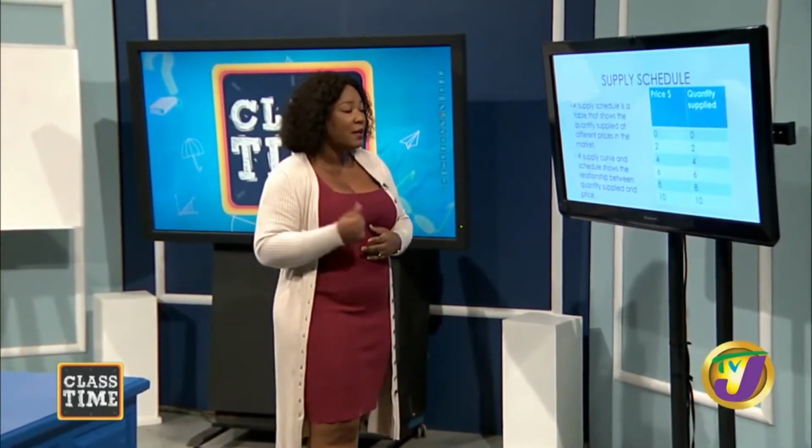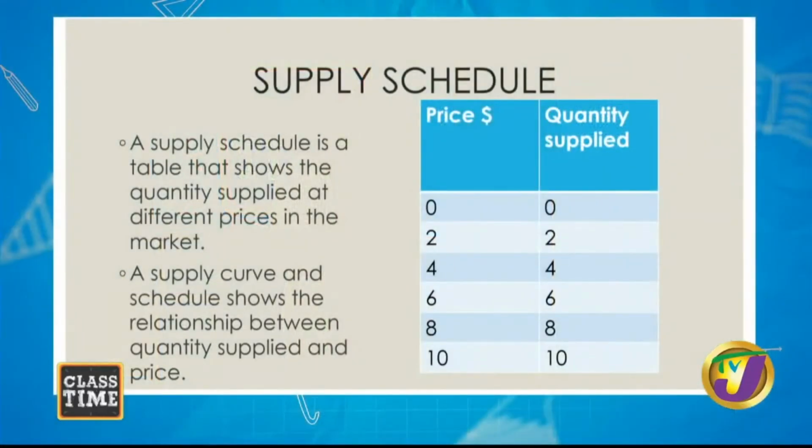And as we said earlier, the law of supply states that once you have an increase in price, the supply will increase. So, a supply schedule is a table that shows the quantity supplied at different prices in the market space. A supply curve and schedule, both these are tools, as I said before, that show the relationship between the amount of goods supplied and the price for these items.